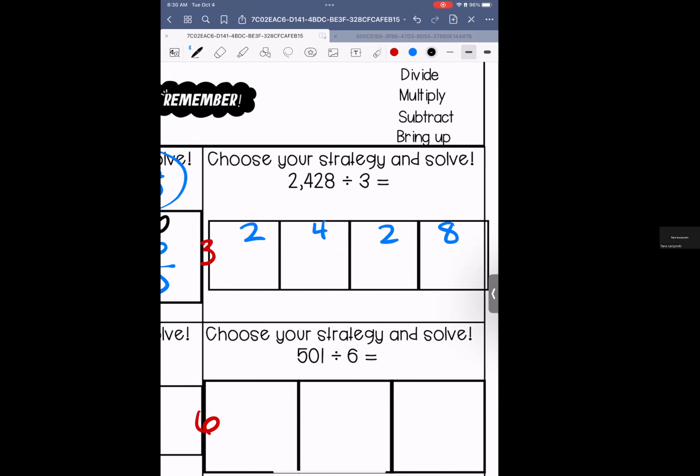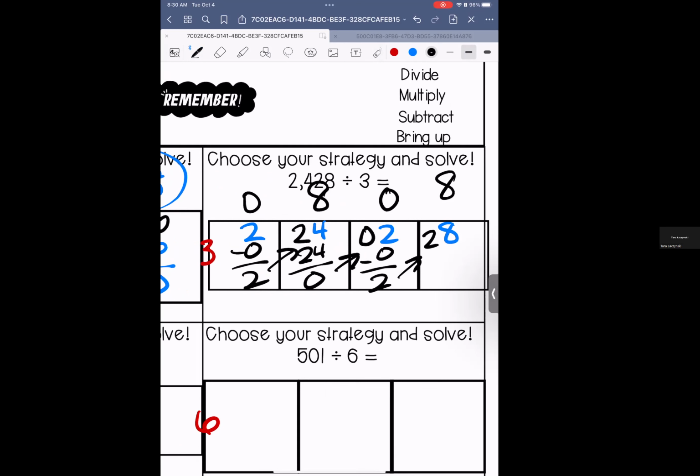Let's do this. 3 does not go into 2. But that's an easy fix. It goes into 24 8 times. 8 times 3 is 24. Bring over my 0. It does not go into 2. But I know that I have to show that with my 0. And it goes into 28, same thing, 3 times, which gives me, 8 times, which gives me 24. I have a remainder, and that is okay.